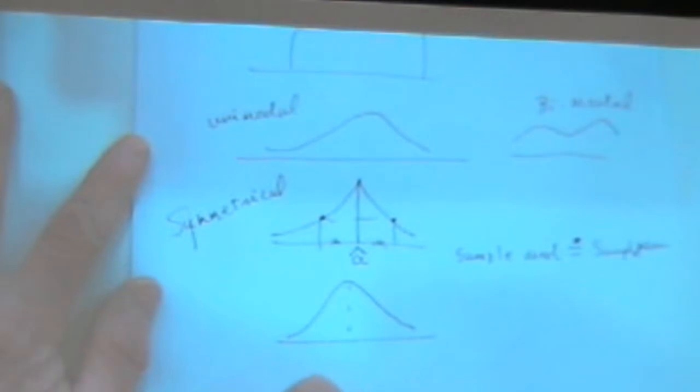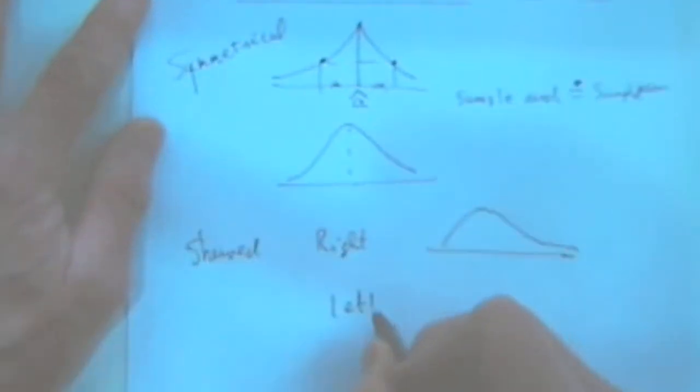But then you could have skew distributions. This would be right skewed. Okay, the bell is to the right. You could have less skewed distributions.